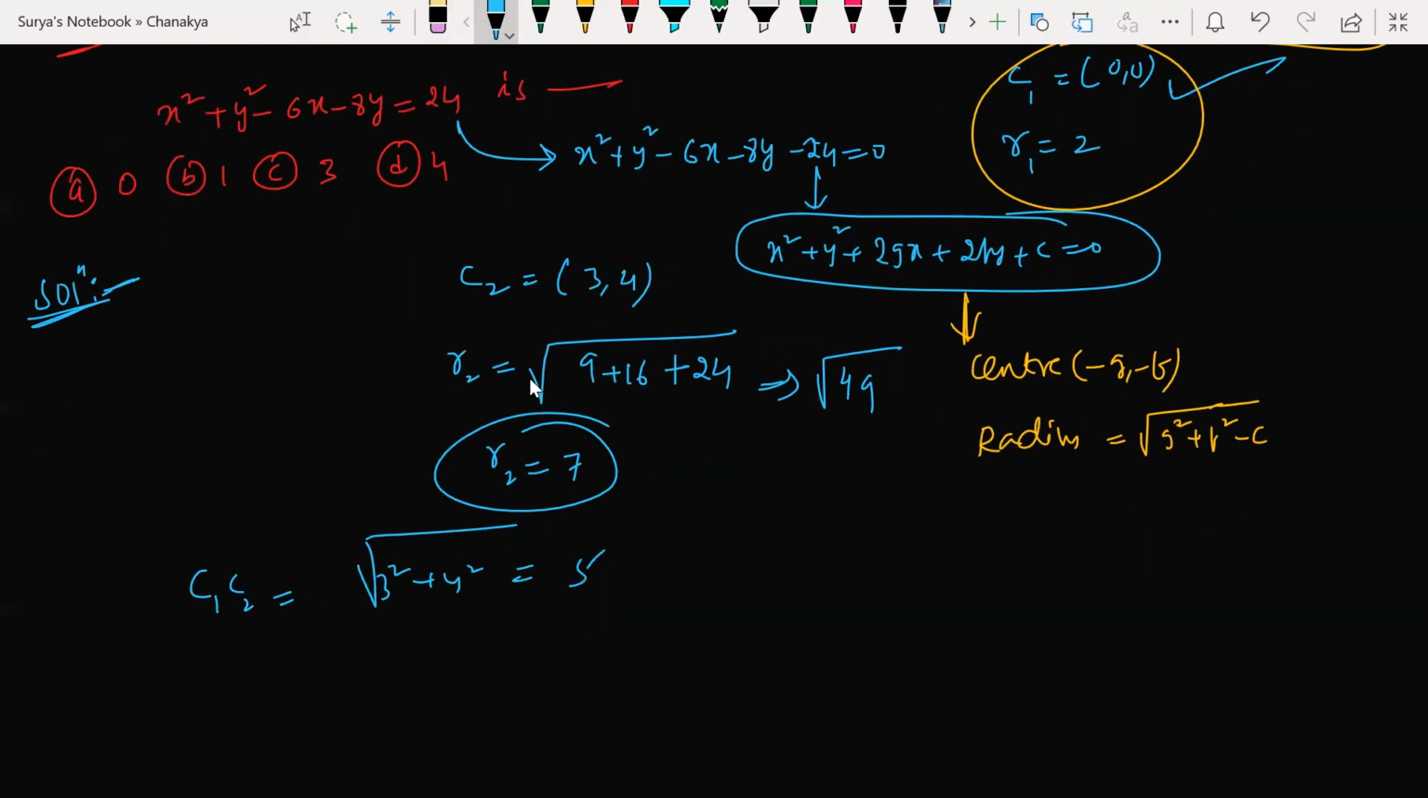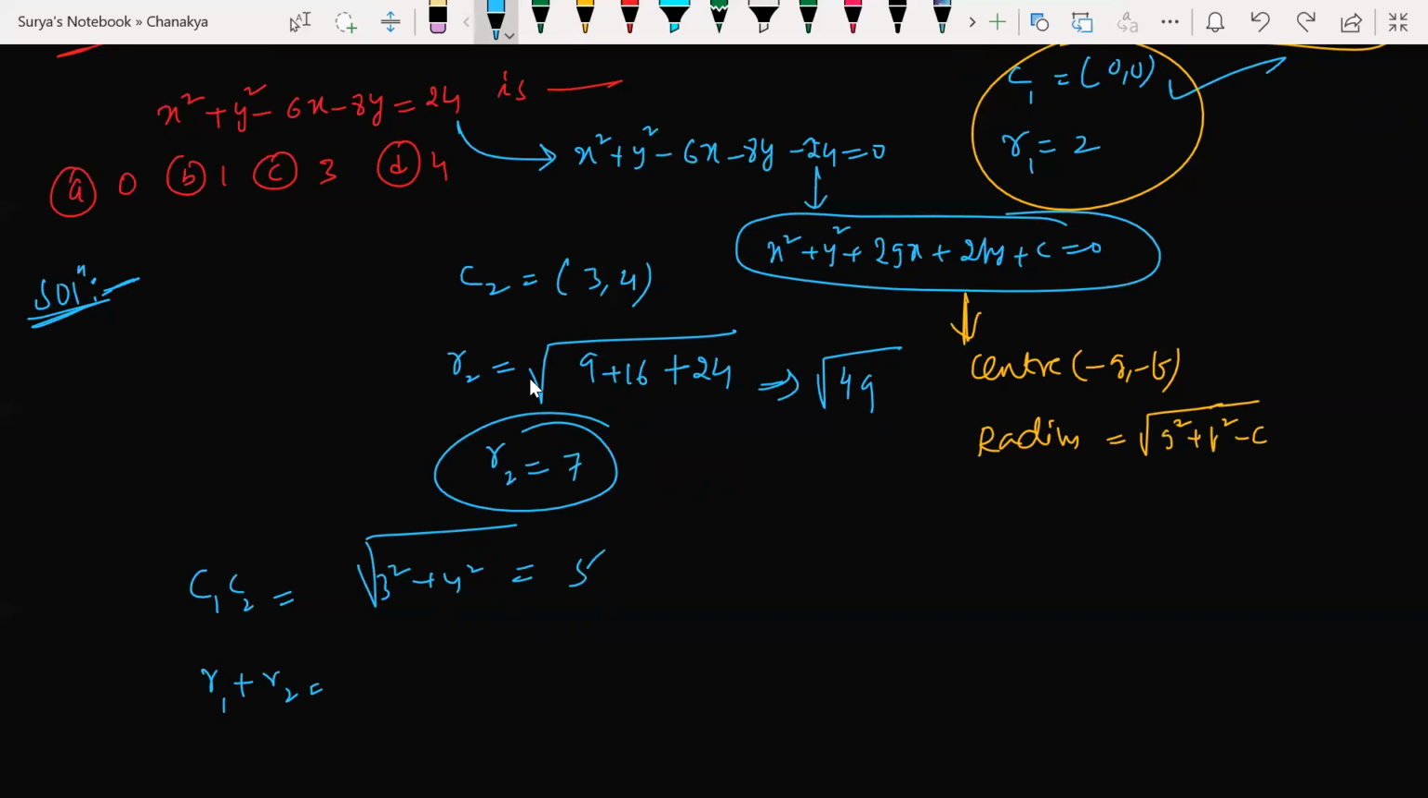5 or not? Yes, 5. 16 plus 9, 5. So R1 and R2 is what now? R1 plus R2. R1 plus R2 is what? For everything you have to find out C1, C2, R1 plus R2 and R2 minus R1. Everything, for every question.